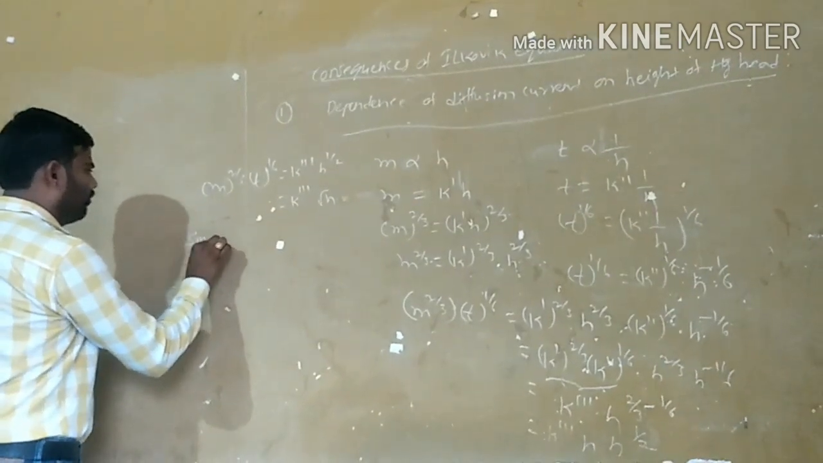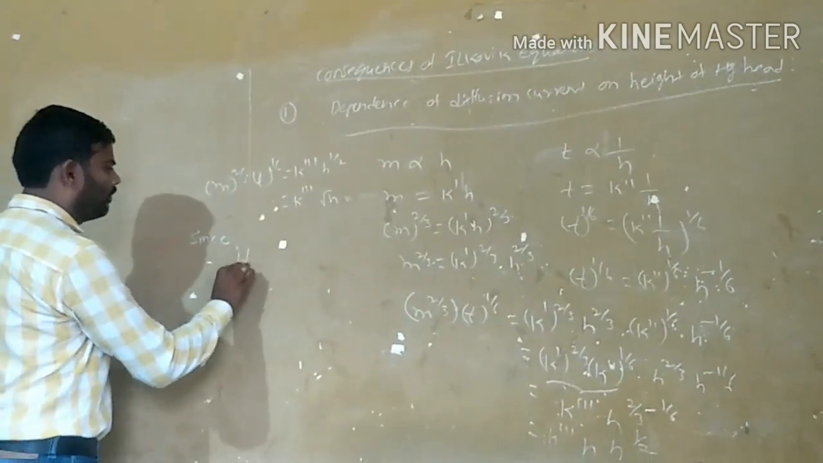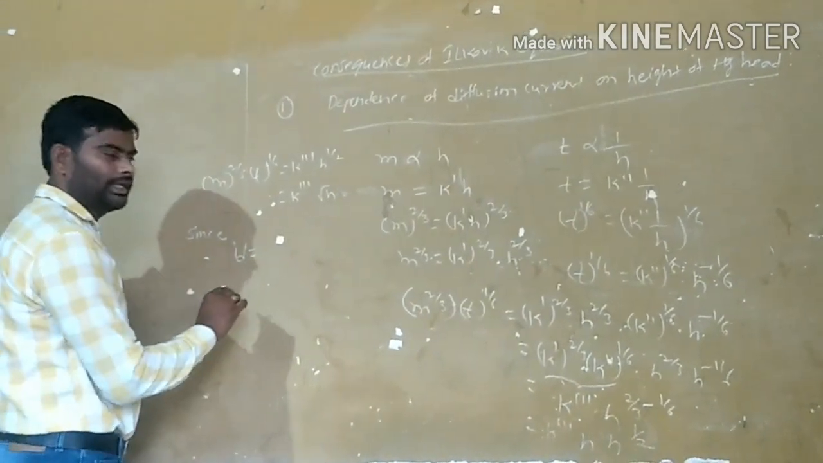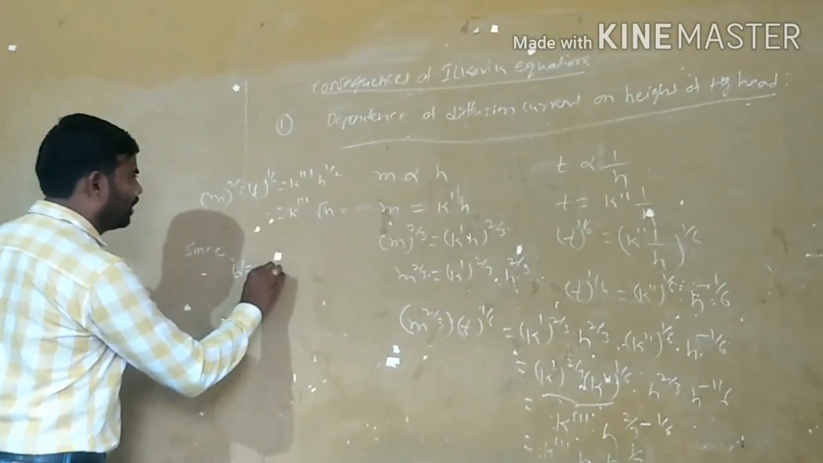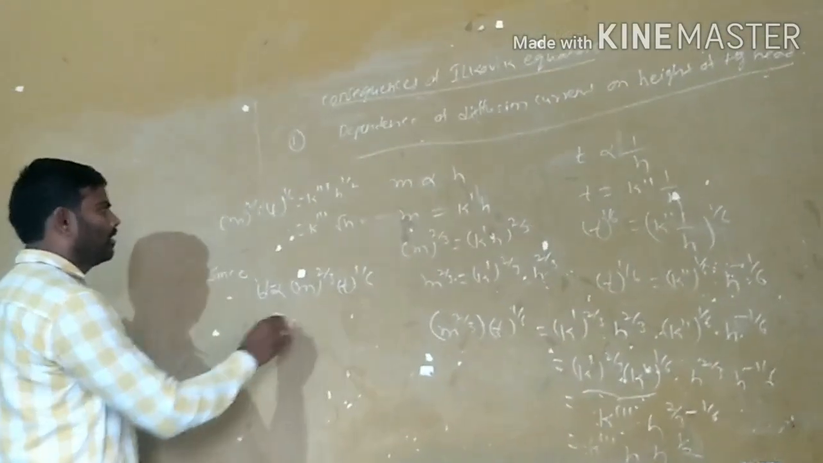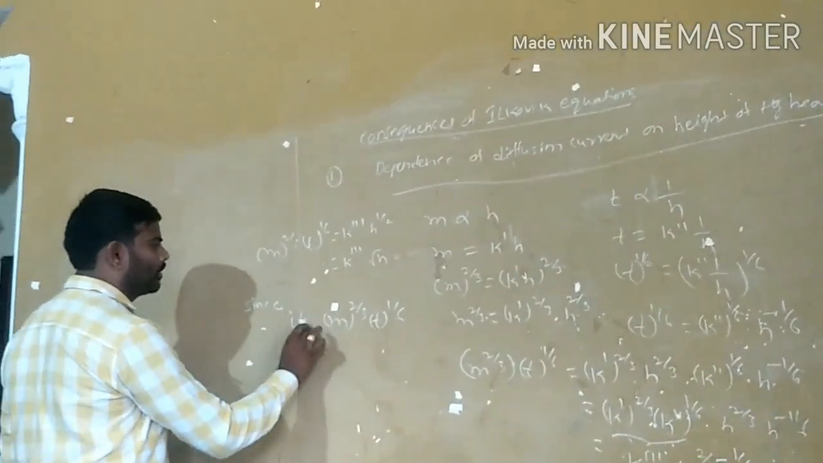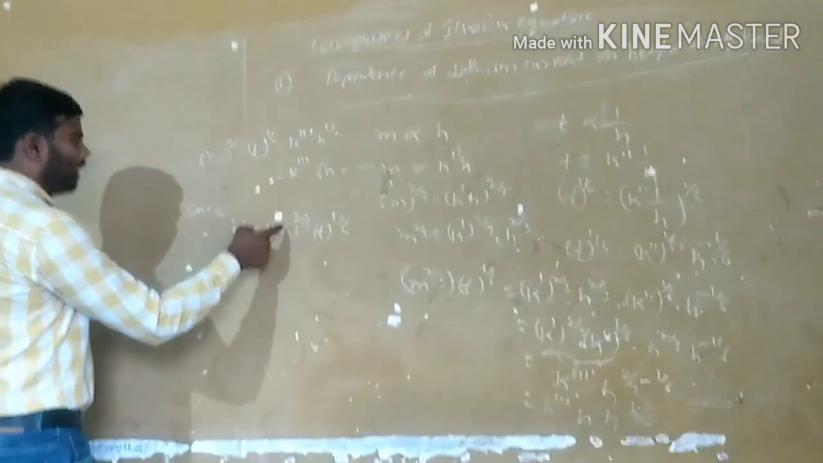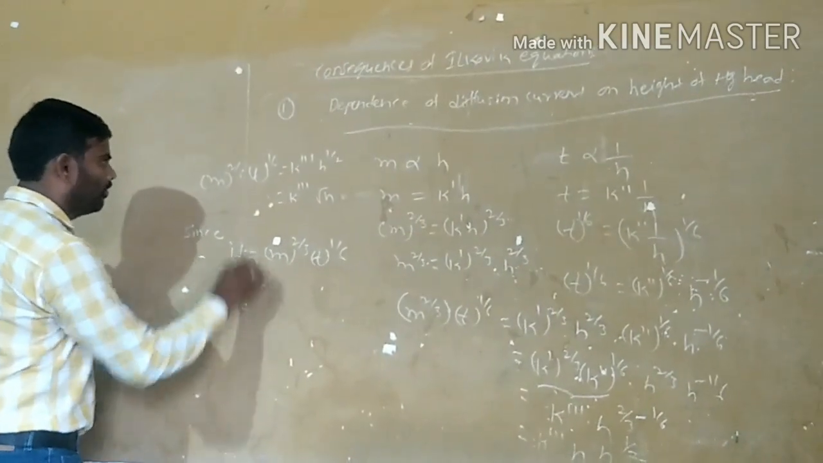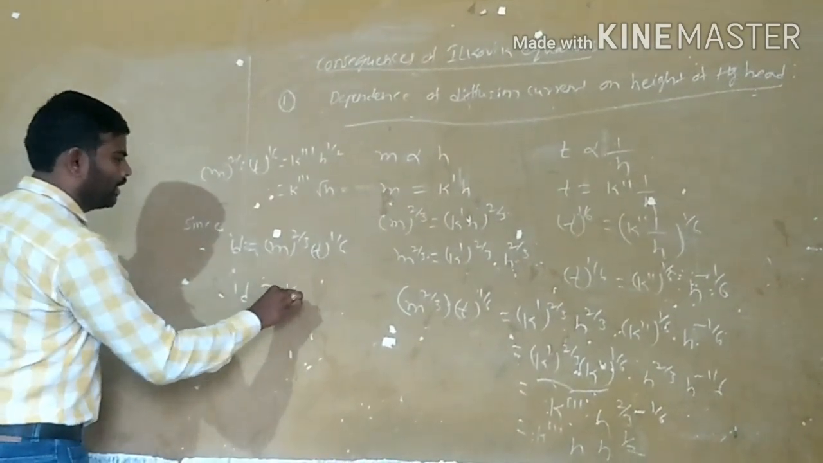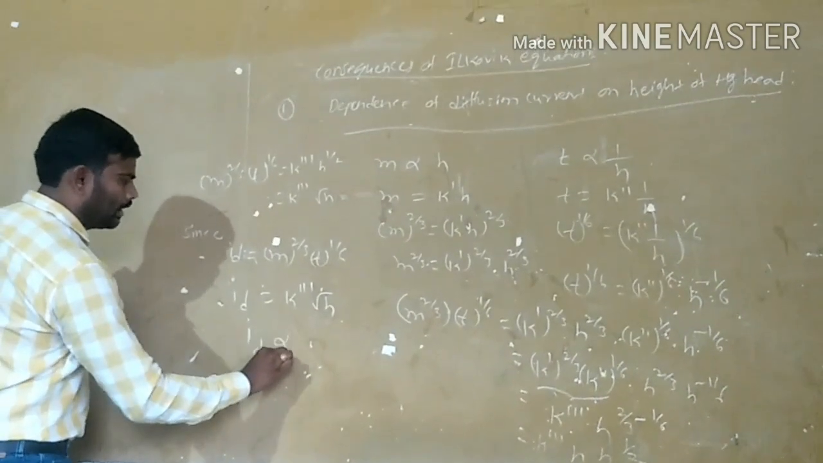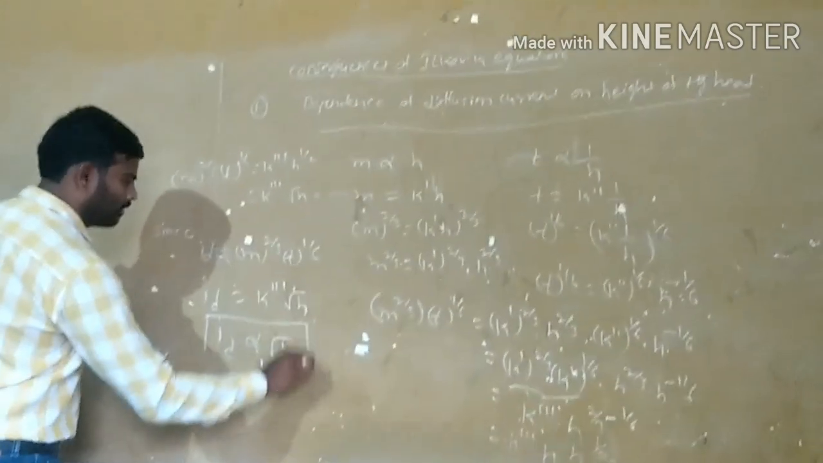Since we have the formula for the maximum diffusion current, ID is directly proportional to m to the power of 2 by 3 t to the power 1 by 6, which is this. ID is equal to, I am substituting this m to the power 2 by 3 t to the power 1 by 6 as ID. From this equation, this ID is equal to k triple dash of root h. This ID is directly proportional to the root h we get.